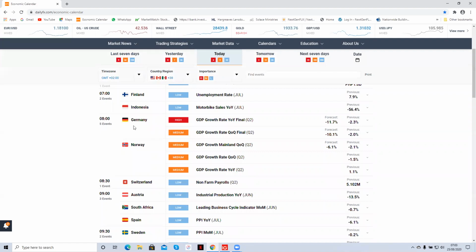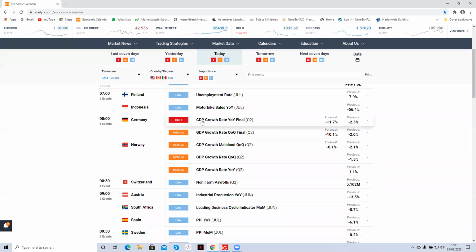So the first report of high importance that could affect the Euro-US dollar is the German GDP growth rate report. That's a report of extremely high importance. And of course, you know that Germany is the major powerhouse in Europe, so that could have an impact on the Euro-US dollar. That's coming out at 8 o'clock this morning, my time.